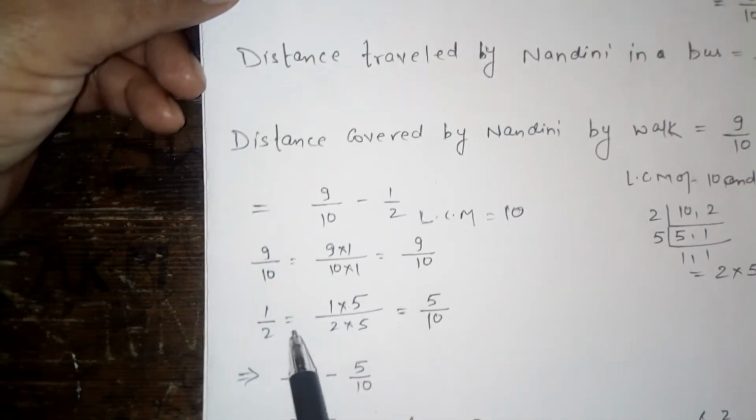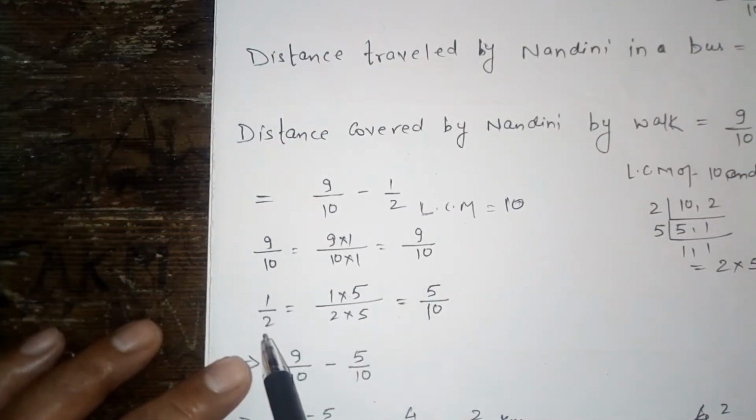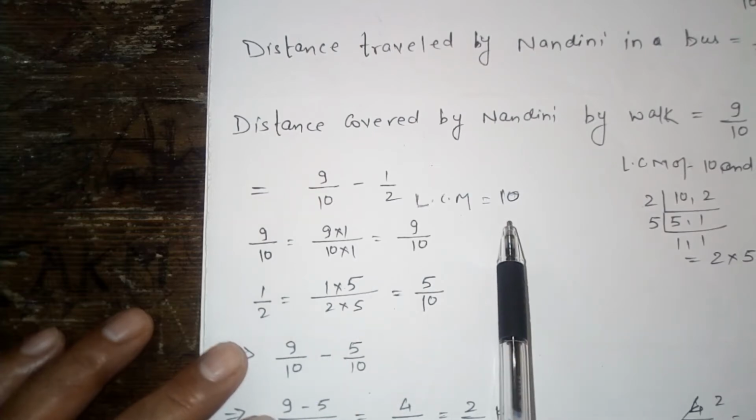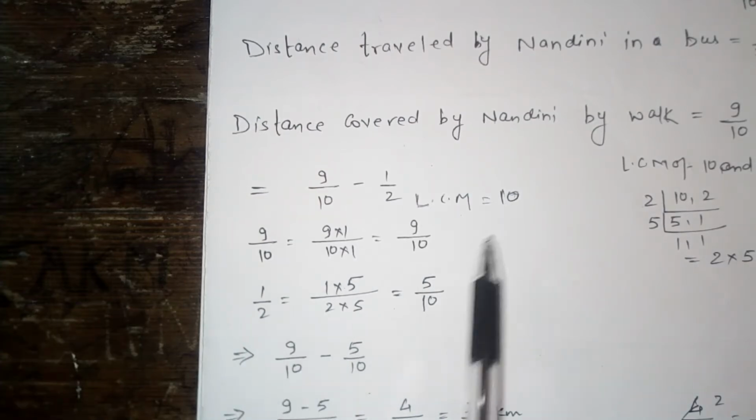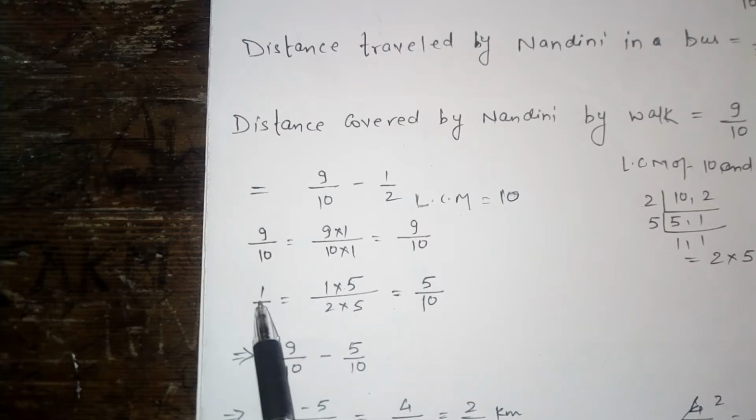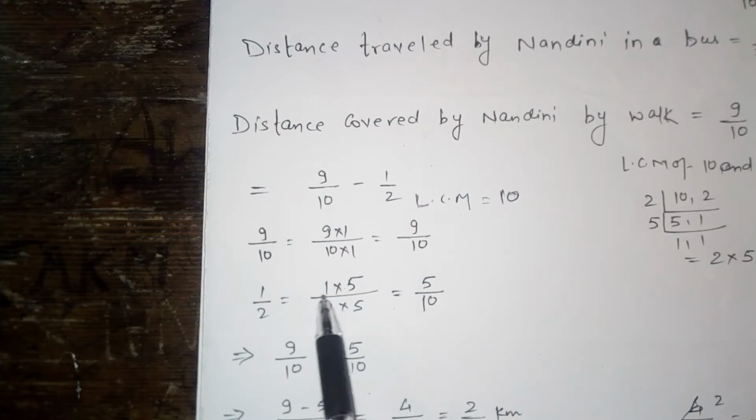Then this is 1 upon 2, and in 1 upon 2, 1 is the numerator and 2 is the denominator. The denominator 2 is converted to 10. How? Look here, numerator and denominator multiplied by 5. Now look here, 1 into 5 upon 2 into 5: 5 ones are 5, 5 twos are 10. So 1 upon 2 is equal to 5 upon 10.